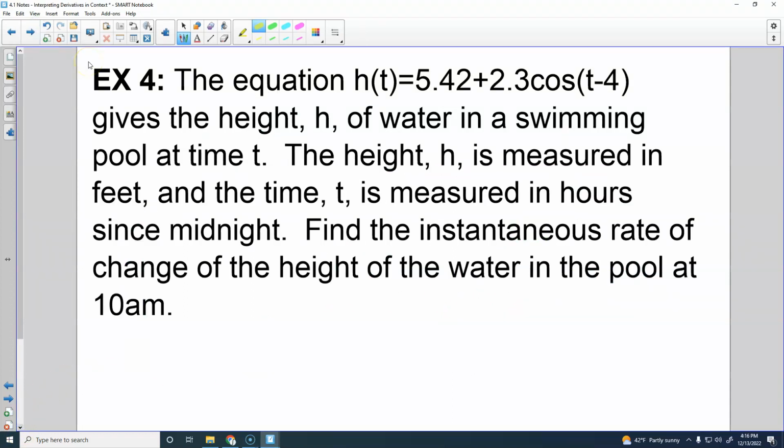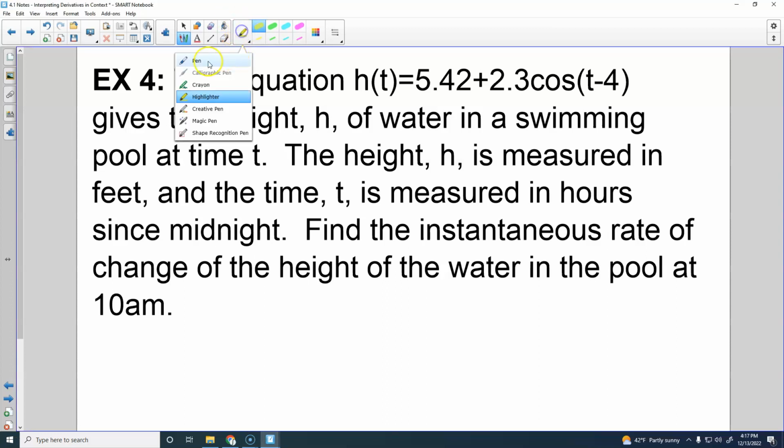Okay, for example 4, they actually give us an equation this time, and they tell us that h of t gives the height h of water in a swimming pool at time t. The height h is measured in feet and the time t is measured in hours since midnight. Find the instantaneous rate of change of the height of the water in the pool at 10 a.m.